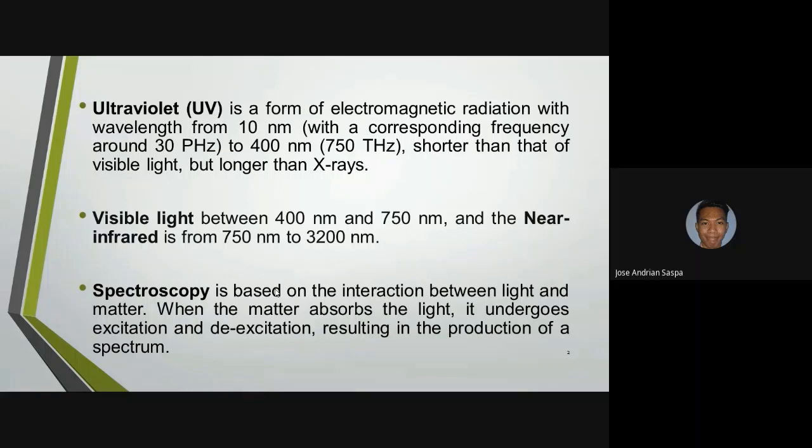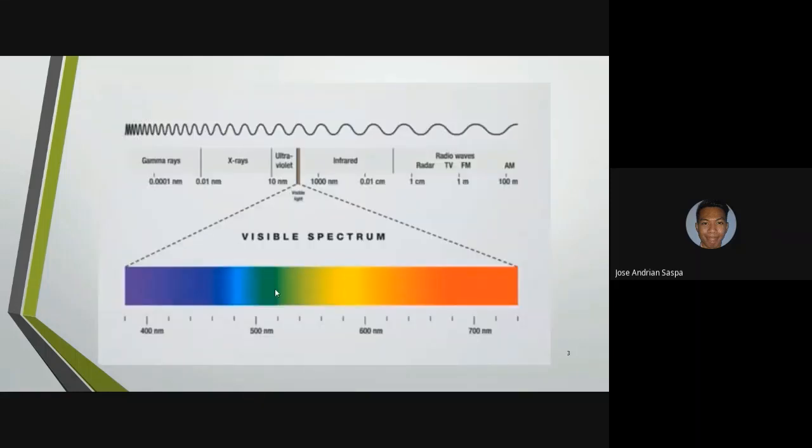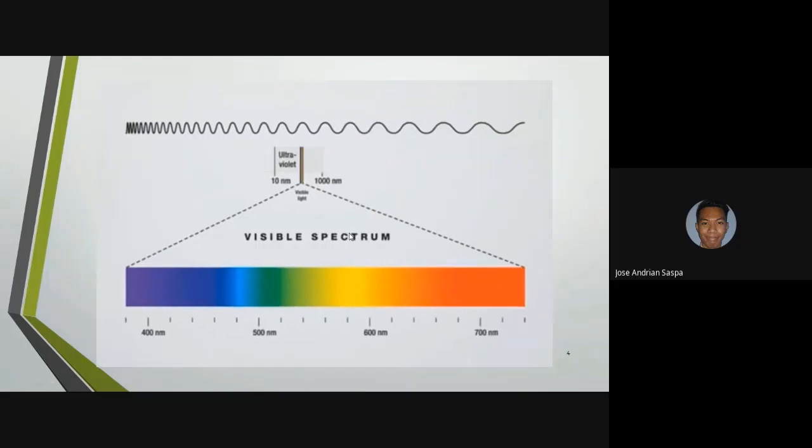spectroscopy. When we say spectroscopy, it is based on the interaction between light and matter. When the matter absorbs the light, it undergoes excitation and the excitation results in the production of spectrum. We have here a picture showing the ultraviolet, and then this part is the visible light. It has the rainbow colors, and then we have the infrared.